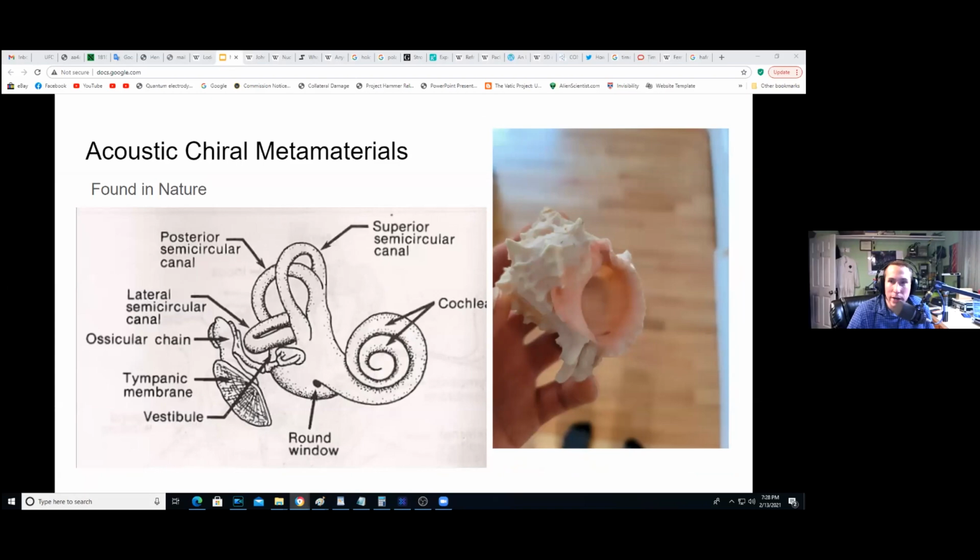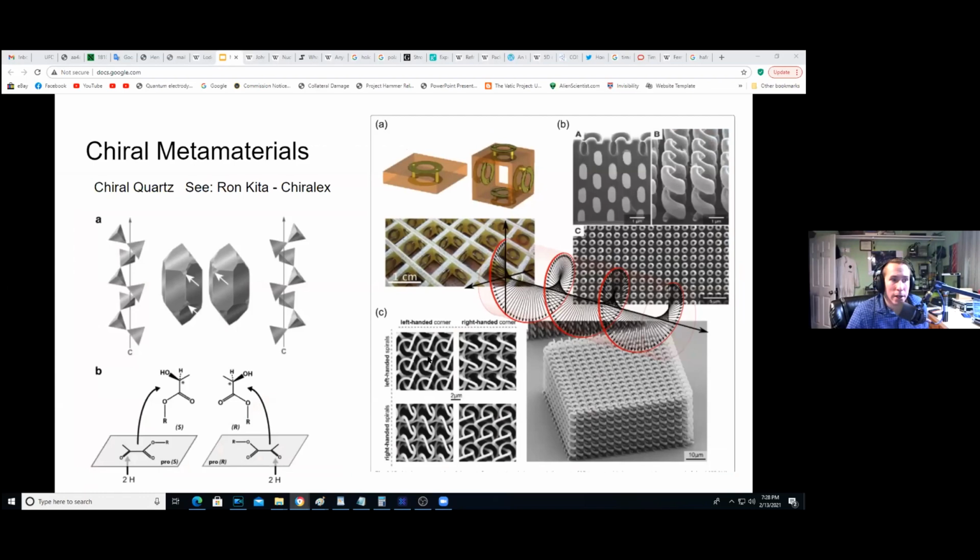It's literally a chiral metamaterial, and it works similar to the cochlea inside your inner ear for amplifying noises and sounds, and then into this sort of seashell shape, probably Fibonacci inspired spiral there. But in any case, on chiral metamaterials, there's a company Ron Kita runs called Chiralex that's investigating chiral quartz and some of these effects of chiral symmetry and chiral metamaterials. Some very interesting research, and definitely something worth checking out for future experiments and spacecraft engineering materials.